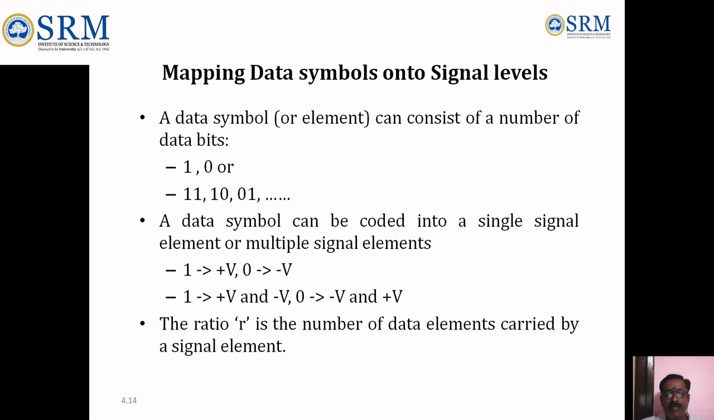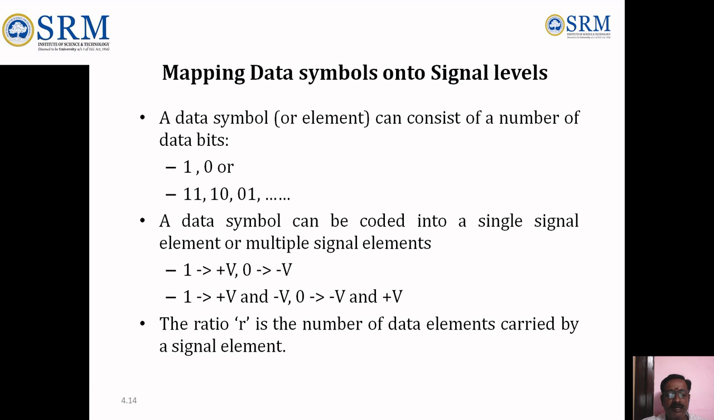Mapping data symbols onto signal levels. A data symbol or element can consist of a number of data bits. Either it may be a single element or two elements. A data symbol can be coded into a single signal element or multiple signal elements. So the example is given here.